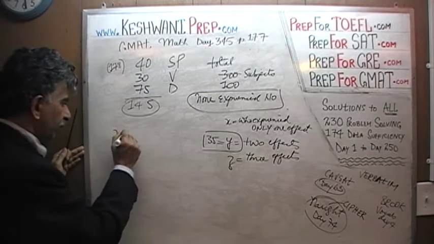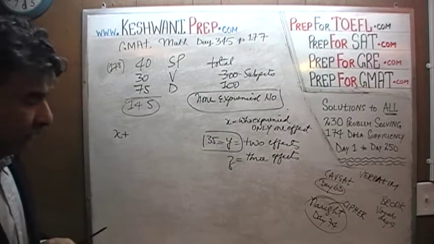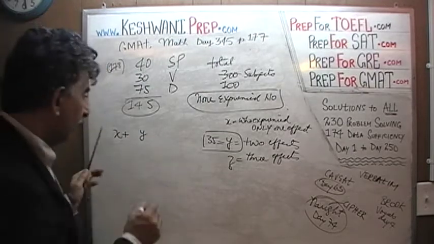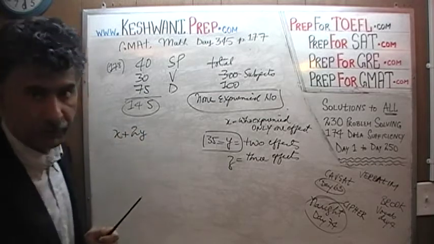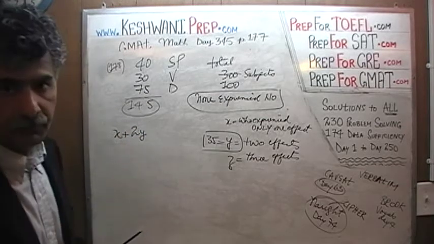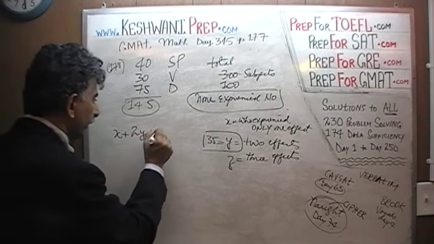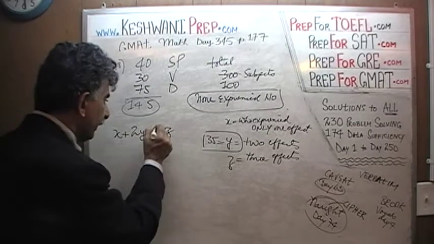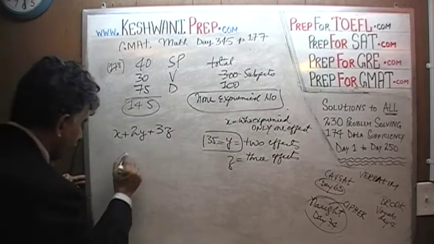This 145 represents the people who had 1 effect and the people who had 2 effects, but the people who have 2 effects are counted twice. They are double counted in this number. And finally, the number of people who had 3 effects are counted 3 times. It comes straight from the Venn diagram here.